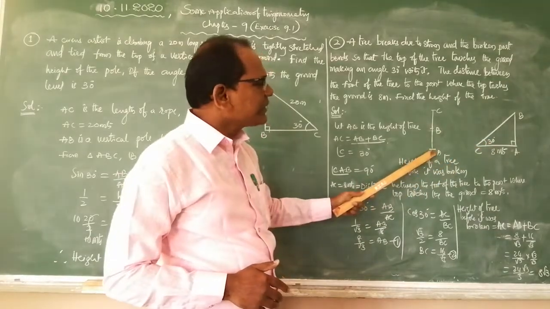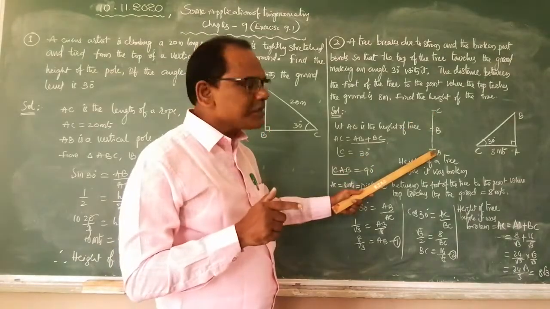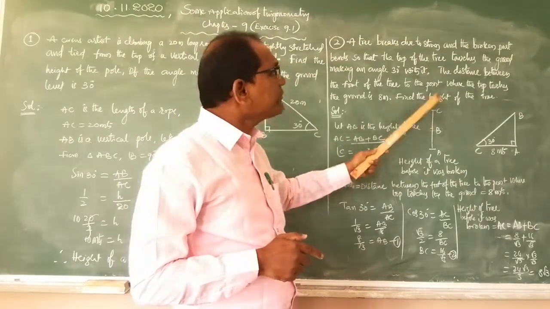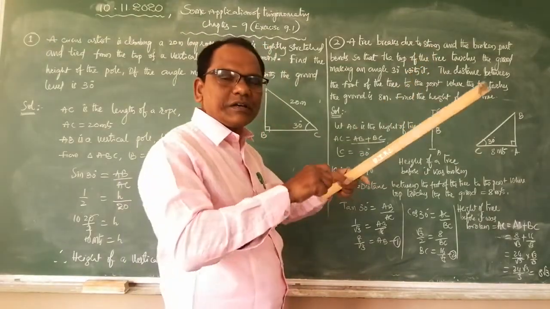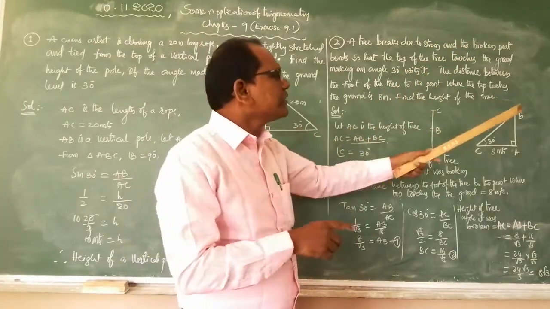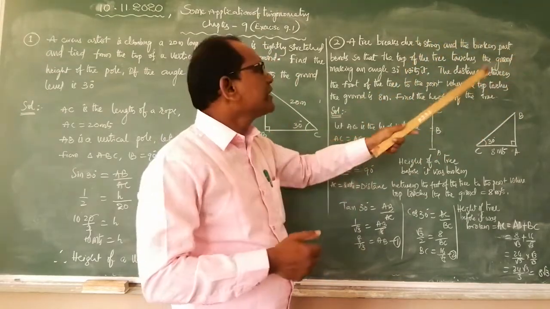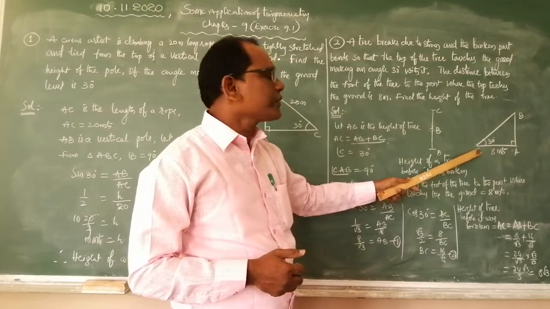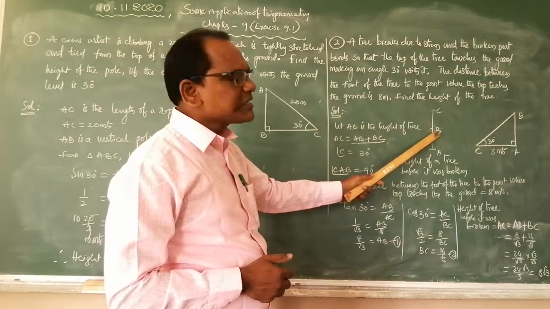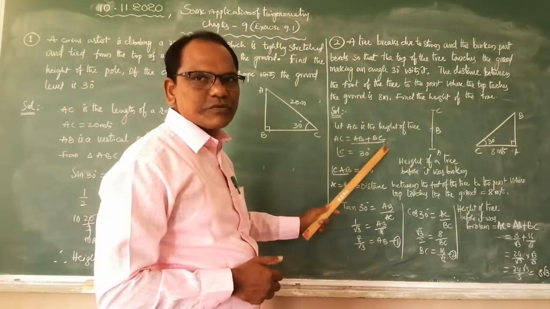So here A is the foot of the tree and C is the top of the tree. By the wind, by the storm, it is just now breaking into two parts, in the middle. It bends, and the top is touching the ground. That's why AC is the height of the tree. AC, with the middle point giving the break, is AB plus BC. That means we have to find AB plus BC.